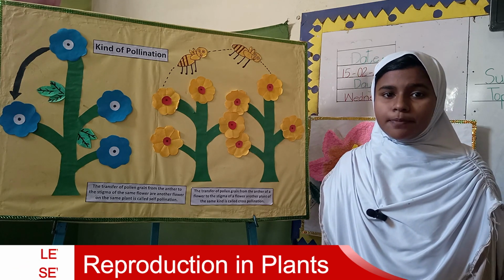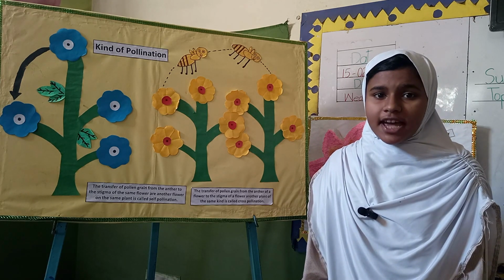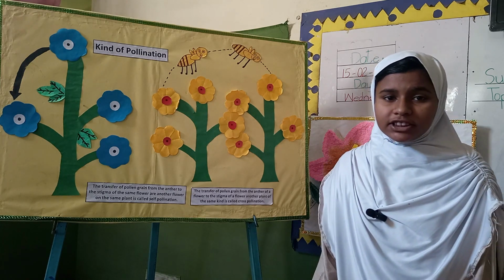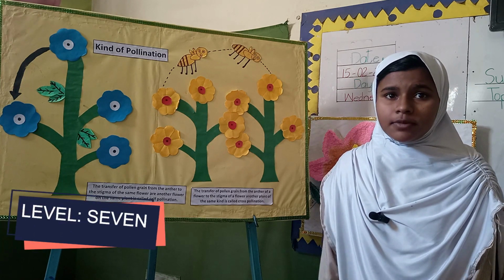Mostly plants release their pollen grains into water. Water carries pollen grains slowly. Vallisneria and water lily are some aquatic plants.